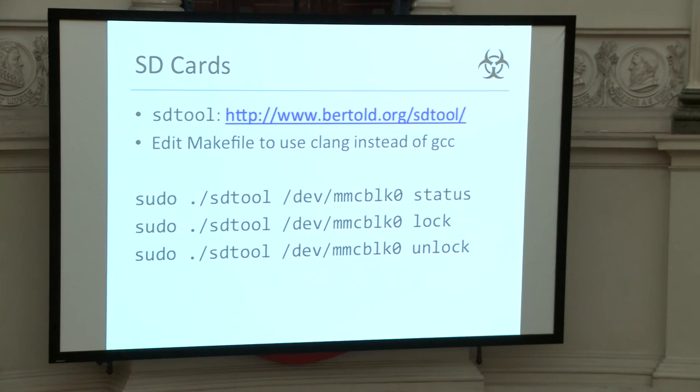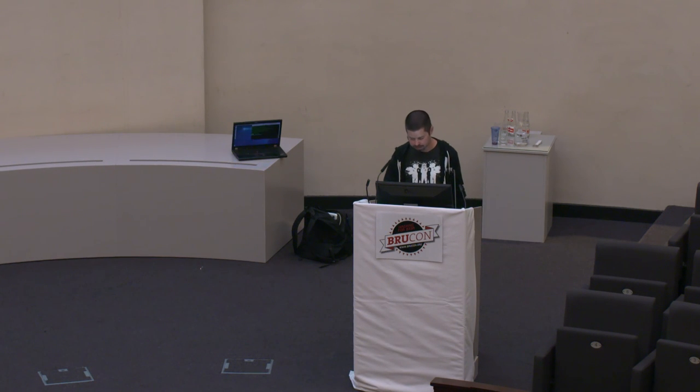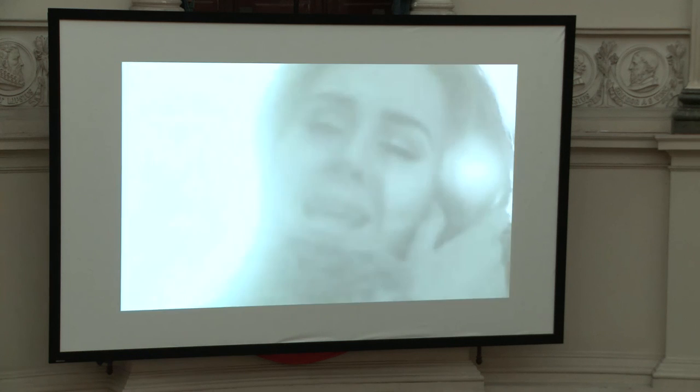Oh, ladder goat. So here's where you get SD tool, like I said, open source. The only modification that I had to make was to change the makefile to use Clang instead of GCC. For some reason, it didn't like my GCC toolchain, but Clang was fine. And then this is the usage. You want to query the status, use status, lock it, and unlock it. So hello from the other side.